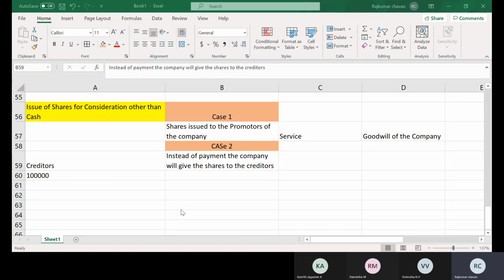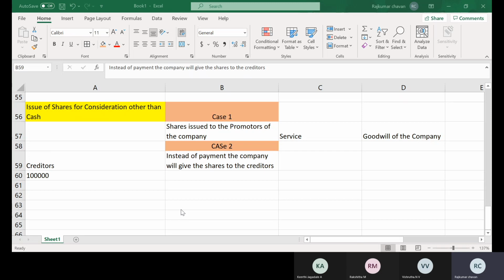Okay. There is one chapter in advanced corporate accounting I taught you: internal reconstruction. Do you remember that chapter? Yes, sir. So in internal reconstruction, if you remember, sometimes we used to give shares to the creditor also. The company will issue some shares to the creditor. Instead of making the payment to the creditor, they may give the shares. What is the total value available with them? That also can be done. Is it possible or not? Possible, sir.